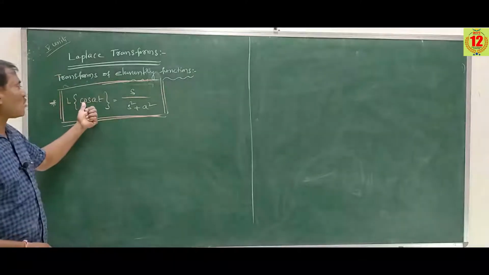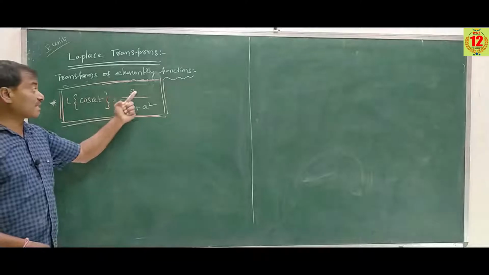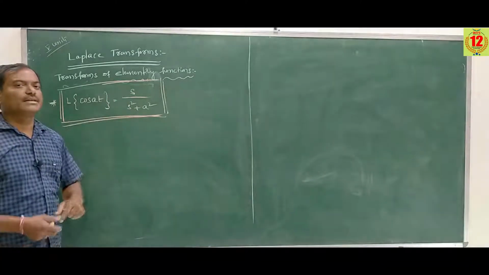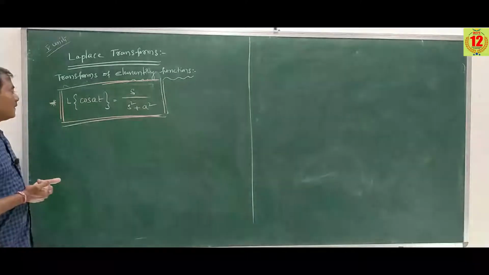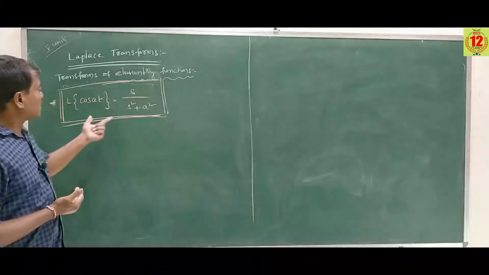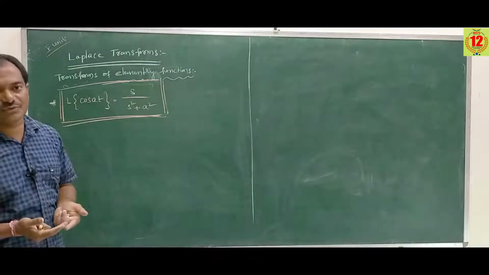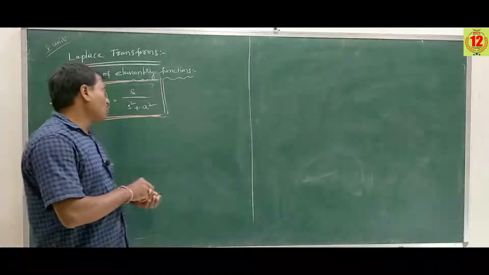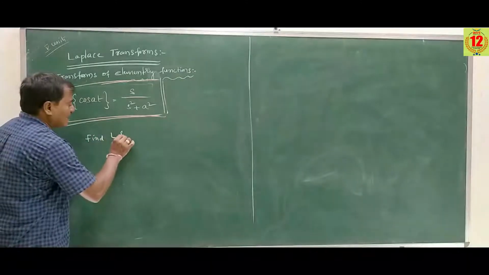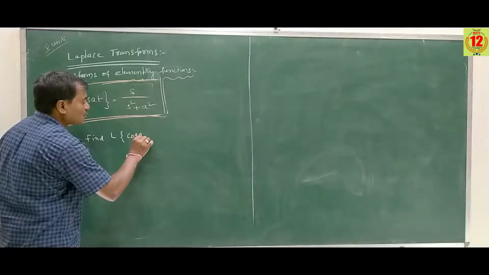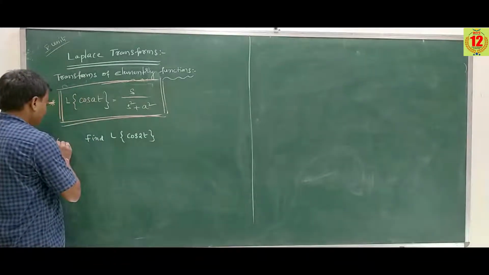The next function is cos at. Laplace transform of cos at equal to s by s square plus a square. This is the standard Laplace transform of cos at. Based on this formula, we find the Laplace transforms of some of the functions. Find the Laplace transform of cos 2t. So this is the question.